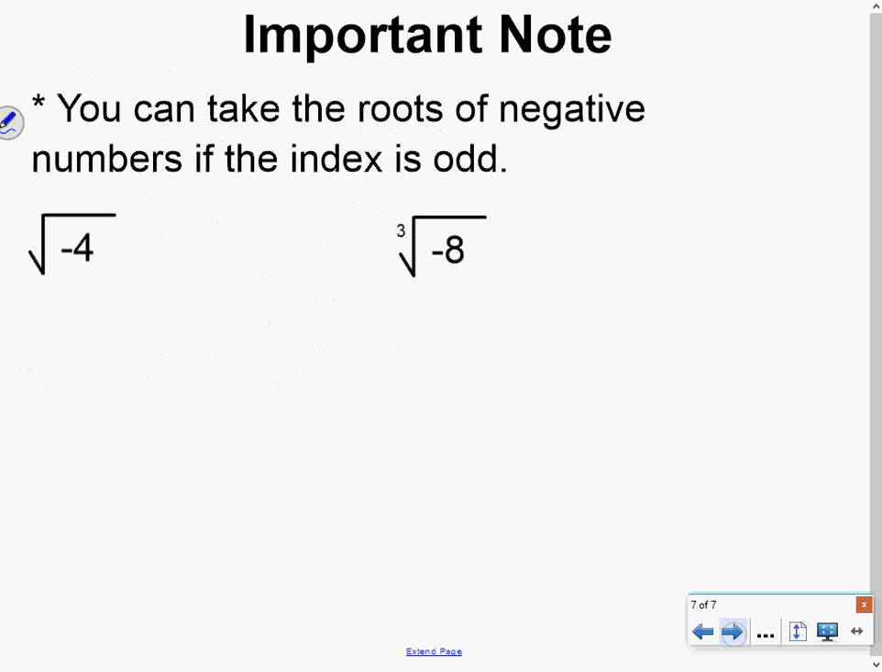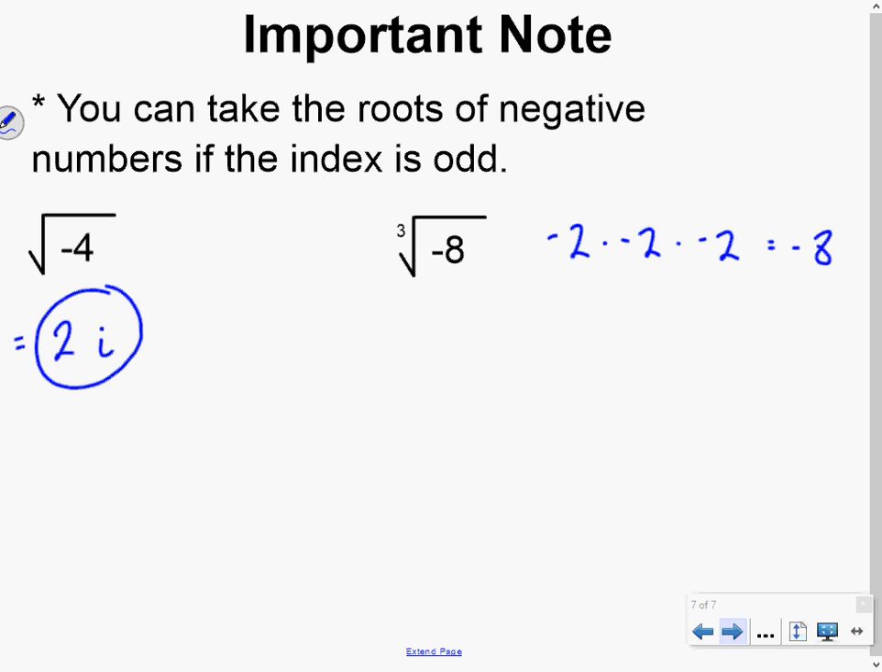Now, one final note that's important here is when we are working with these different types of roots, we can take the roots of negative numbers if the index is odd. If I have the square root of -4, we said that that means we have imaginary numbers involved. That would turn into 2i. But if I have the cube root of -8, I'm just trying to think, what number cubed would give me -8? Well, I could do -2 times -2 times -2, and that's going to give me a -8. So that means the cube root of -8 is -2. So anytime you have cube roots of negative numbers, you're just going to get a negative answer. You're not going to have imaginary numbers involved.